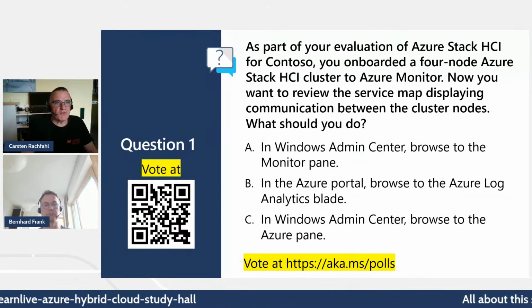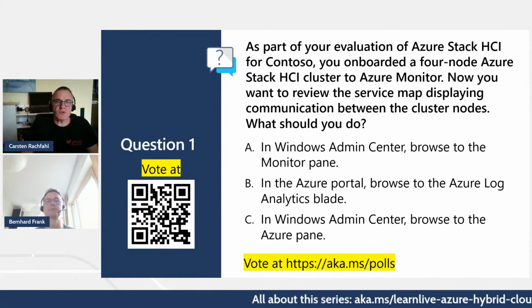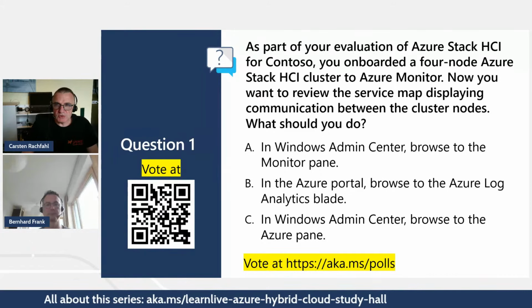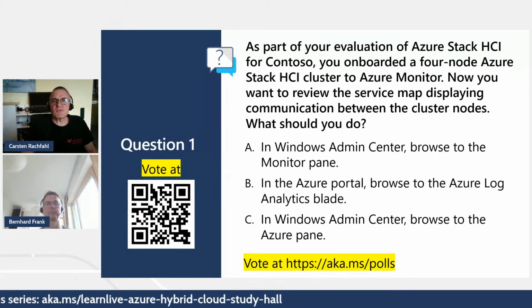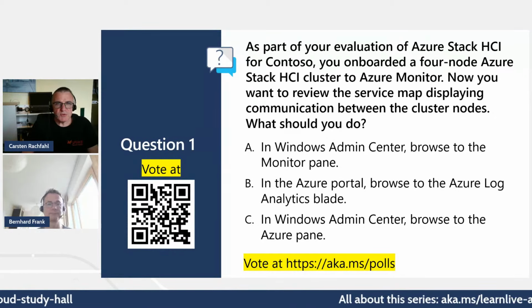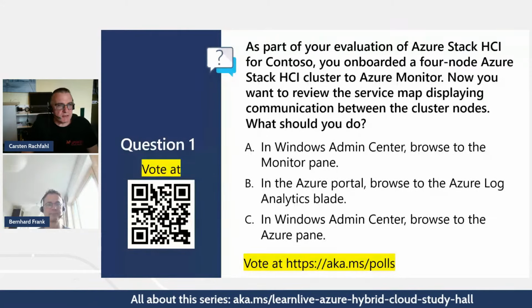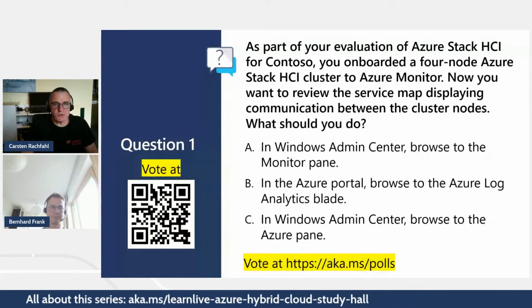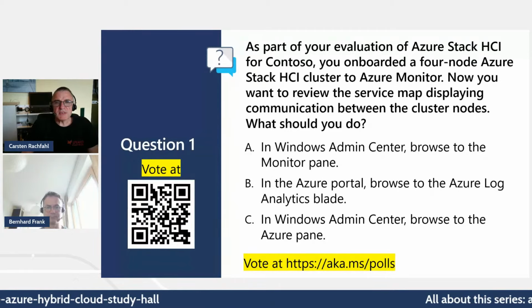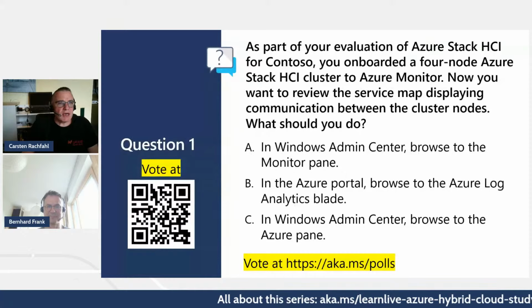So our first question is: as part of your evaluation of Azure Stack HCI for Contoso, you onboarded a 4-node Azure Stack HCI cluster to Azure monitoring. Now you want to review the service map displaying communication between the cluster nodes. What should you do? If you want to participate in the poll, just scan this QR code or go to aka.ms/polls, and you can answer there.